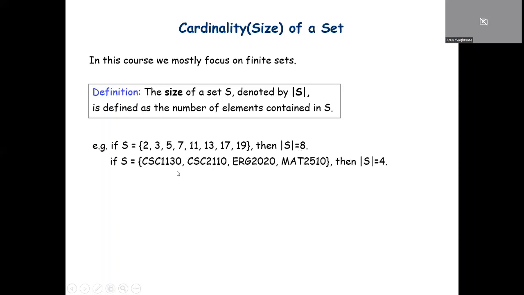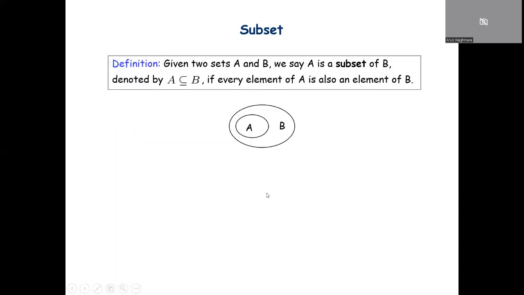Same here, if S is equal to, so these are the different elements, right? So how many elements are there? 1, 2, 3, and 4. So the cardinality of S is equal to 4. Same here, the cardinality of S is equal to 6. So the different elements are 1, 2, 3, 4, 5, 6. These are the elements of this set S. So what is the cardinality of S? The cardinality of S is equal to 6.